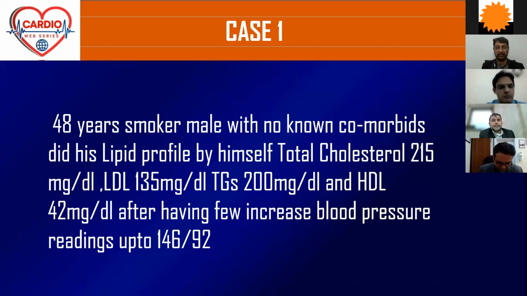So, a 48 year old smoker, as you can see, is currently asymptomatic, but his lipid panel is abnormal with total cholesterol of 215. He is also a smoker, which is also a risk factor. And his blood pressure is 146/92. If you go by the International Society of Hypertension, it's grade 1 hypertension. But if you go by ACC staging, this is stage 2 hypertension.